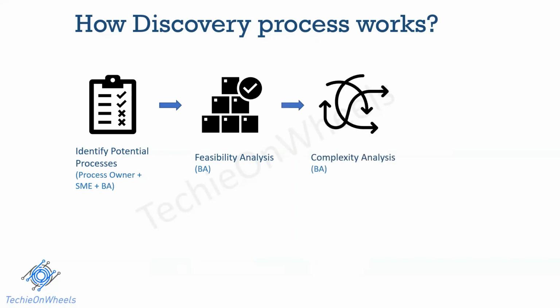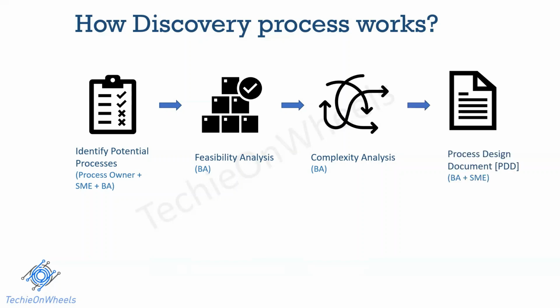Then once the BA finds that it's a feasible solution in aspect with automation, it is moved forward for the complexity analysis. Again, this is not a detailed complexity analysis, I would say, but an initial complexity analysis is done at this particular phase, and the BA is involved in it.